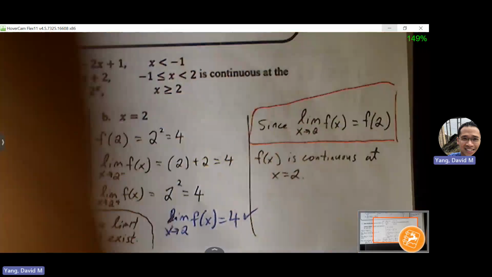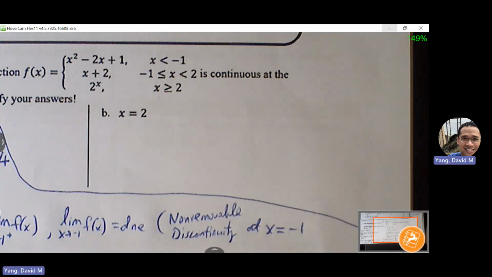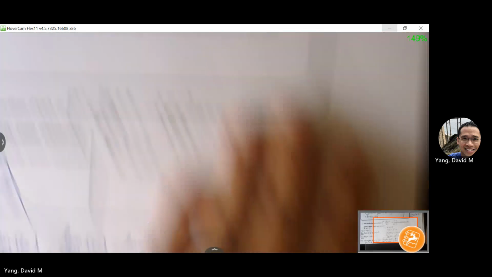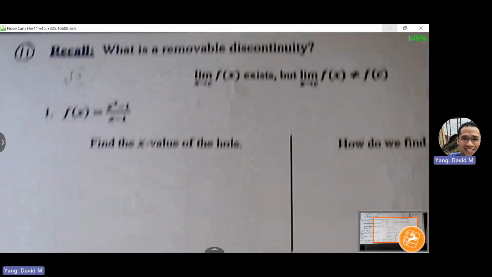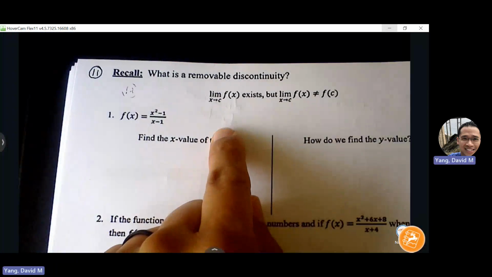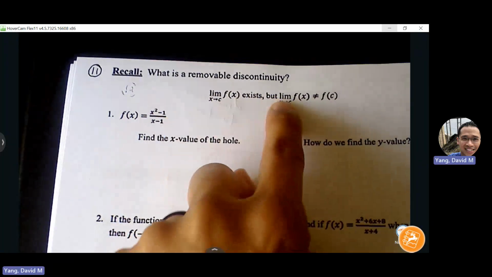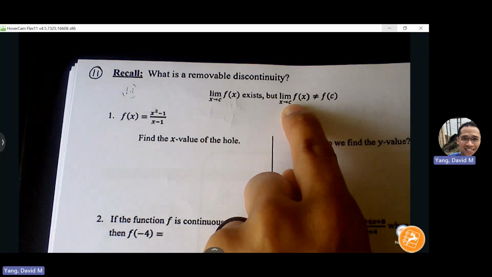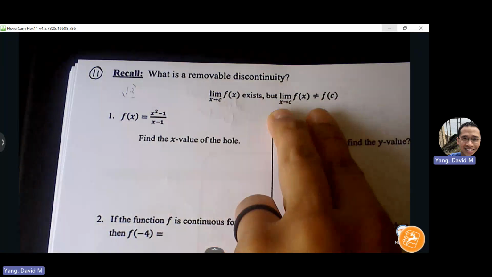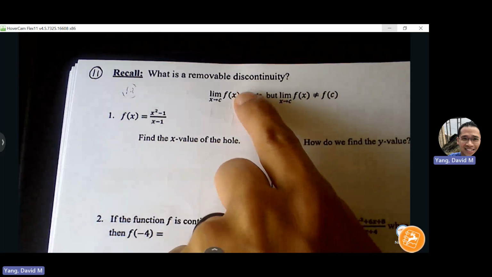Okay. All right, let's look at some variations of continuity conditions here. I'm going to skip number 1. And let's look at number 2. I think we talked about this here, but page 11 is just recall that if my limit exists, but my limit does not equal f of c, basically if it fails the third condition, we know it's going to be a removable discontinuity.